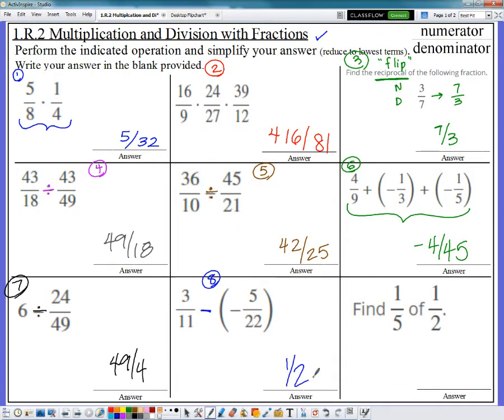All right. And then moving on to our last one, number 9. It looks a little weird because they don't give you a symbol, but it says find 1/5 of 1/2. And just know this word "of" is another way of saying multiply. So in your Desmos calculator, type in 1 divided by 5 times 1 divided by 2. And once you type this in your calculator, you should get 1 over 10. And that is your final answer.